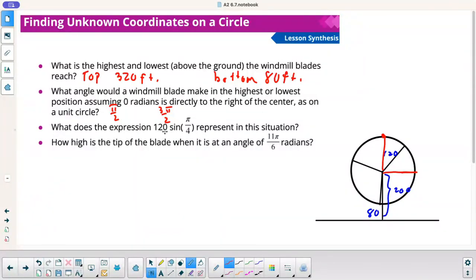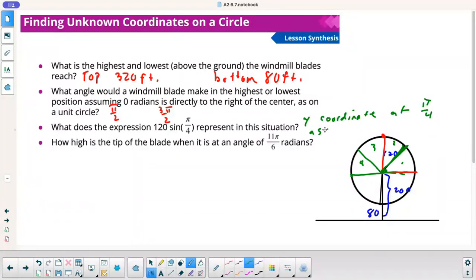What does the expression 120 sine of pi over 4 represent in this situation? So that would be kind of like right here. Pi over 4 would be like, you take your half circle here, divide it into 4 equal sections. I get rid of this blade here just so you can see a little bit better. I have 1, 2, 3, 4 sections. So 120 sine pi over 4, this would be the y coordinate at pi over 4, assuming that the center is 0, 0.